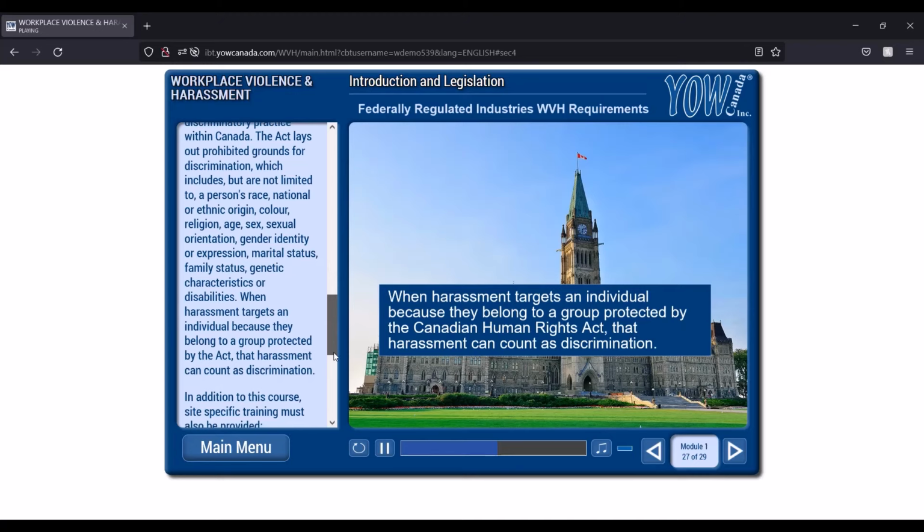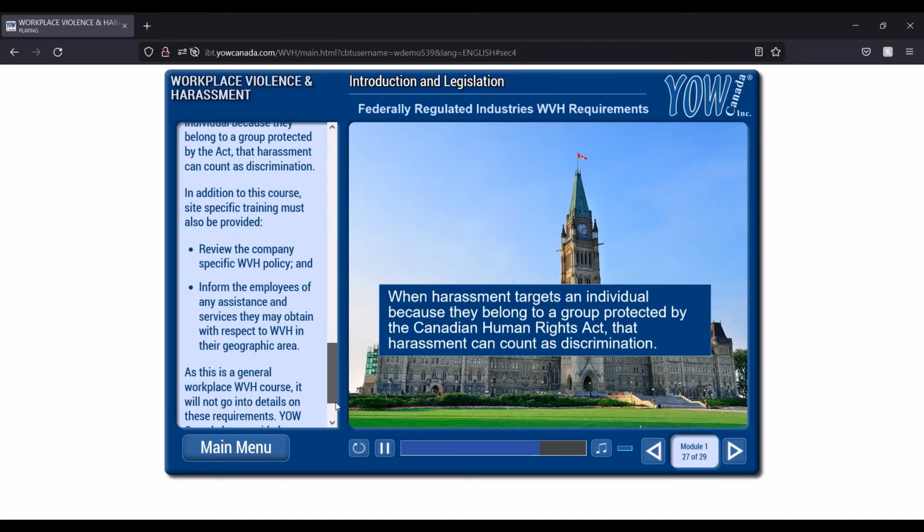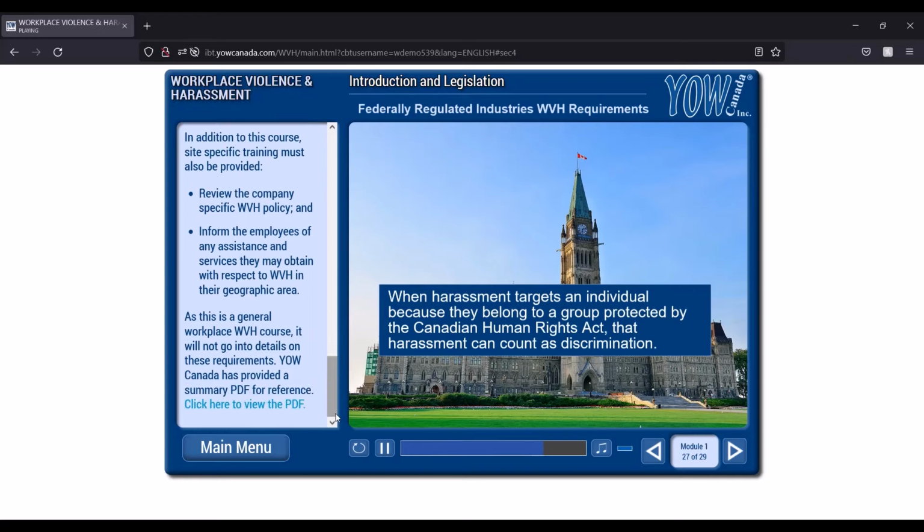The Act lays out prohibited grounds for discrimination, which includes, but is not limited to, a person's race, national or ethnic origin, color, religion, age, sex, sexual orientation, gender identity or expression, marital status, family status, genetic characteristics or disabilities. When harassment targets an individual because they belong to a group protected by the Act, that harassment can count as discrimination. In addition to this course, site-specific training must also be provided.